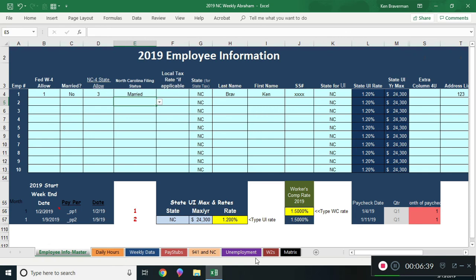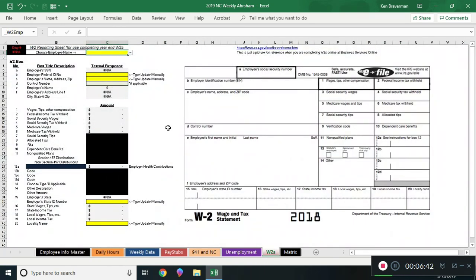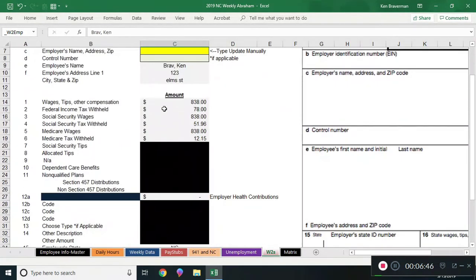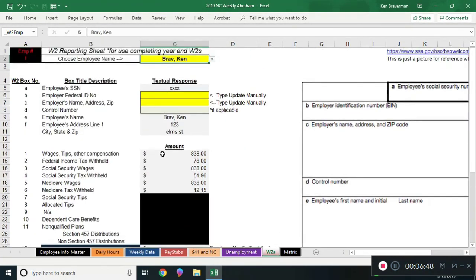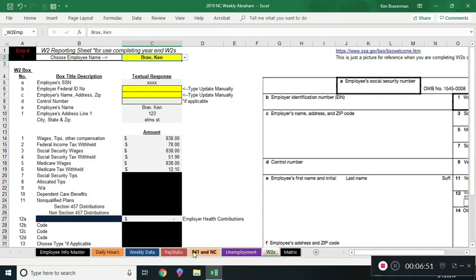So that's the basics. There are also W-2s here. So you can just pick the employee's name, and this whole thing auto-populates and kicks out all your W-2 numbers. And is there anything else in here?